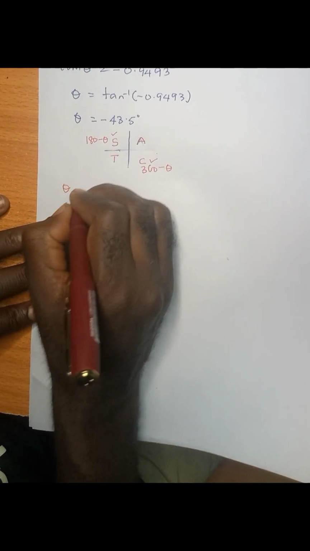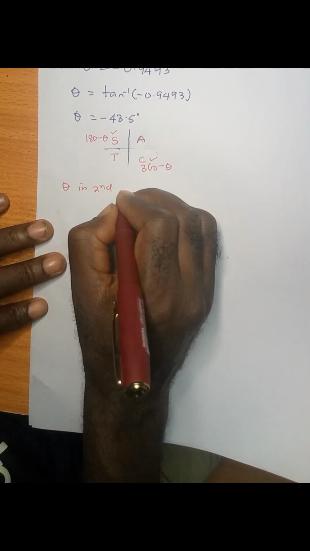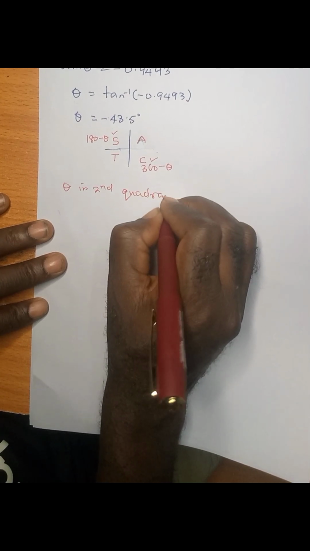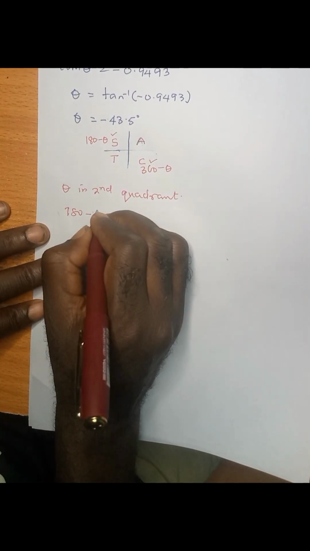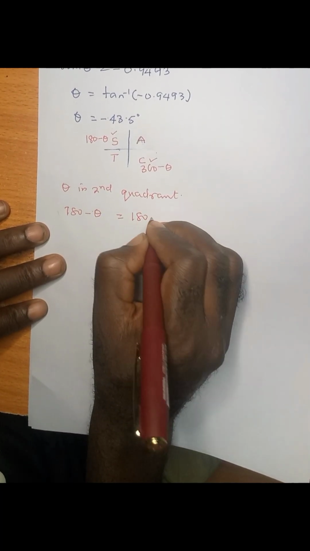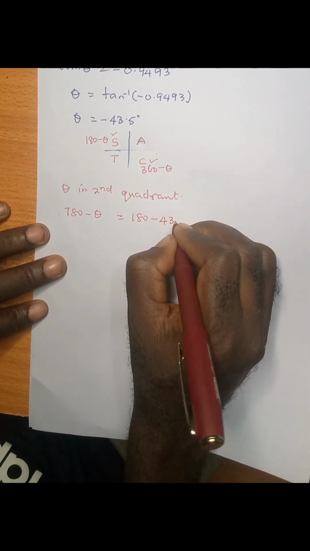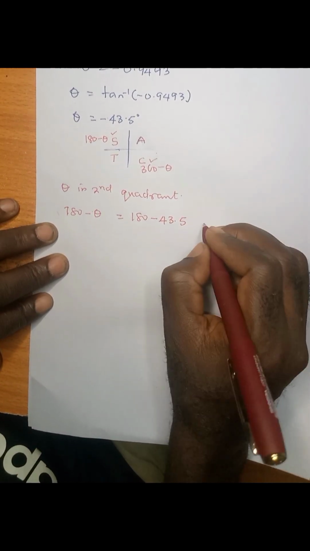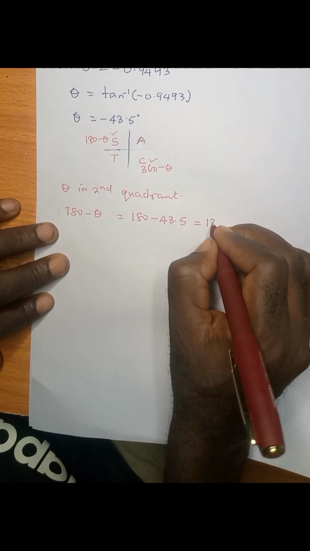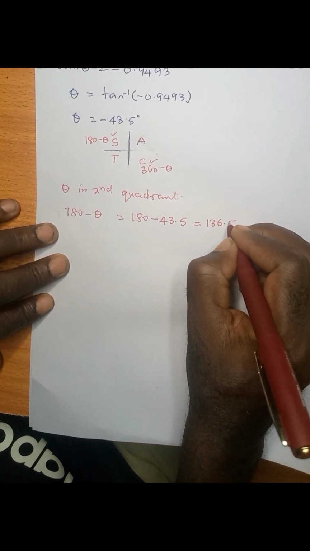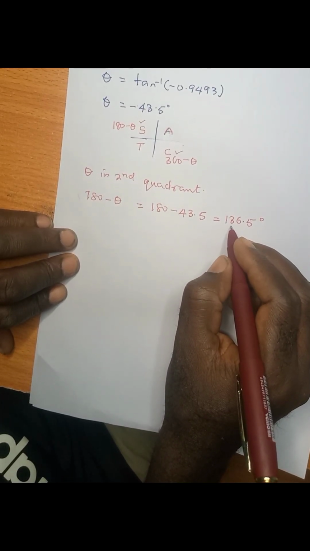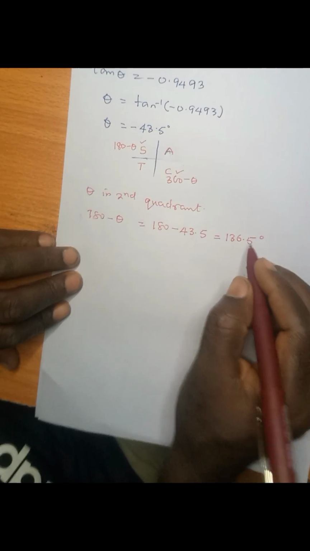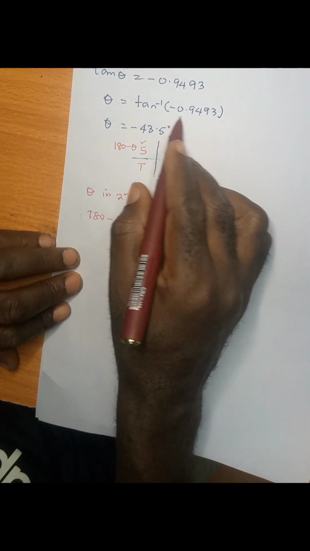Now let's look at it. We say theta in the second quadrant, then we have 180 minus theta. This will be equal to 180 minus 43.5, and when we evaluate this, it gives us 136.5 degrees. You find that when you press tan of 136.5 degrees and tan of minus 43.5, they will be the same. It will give you this value.